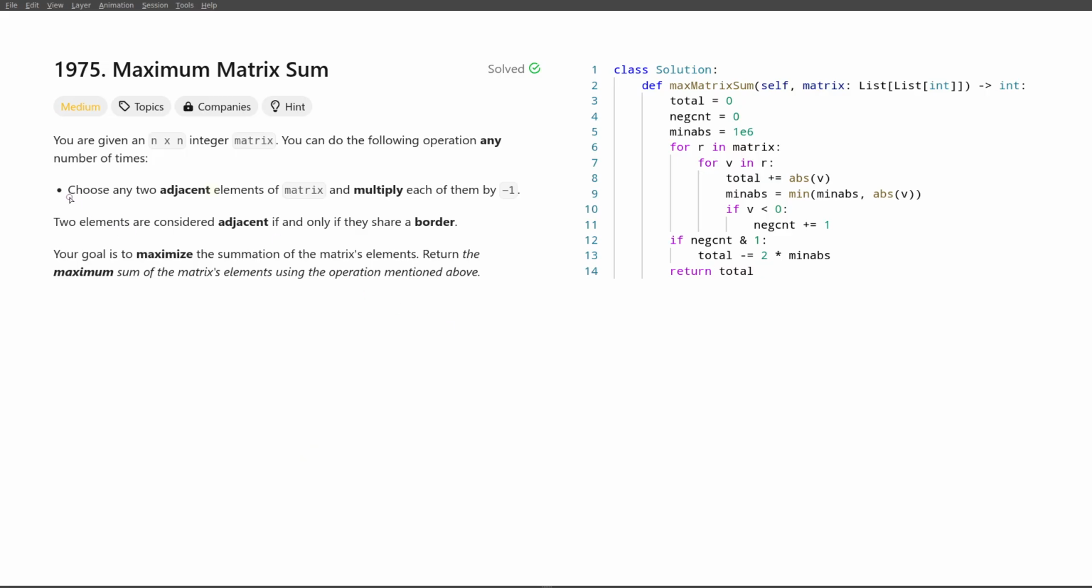We see by definition of this operation that we cannot change the absolute values of any elements, but we can select any two adjacent elements and essentially flip their sign. So put a negative sign in front of both of them, and two negative signs cancel out. So to maximize the sum, we want to get rid of as many negative signs as possible, and if some negative signs remain, we want them to remain next to elements that have small absolute values.